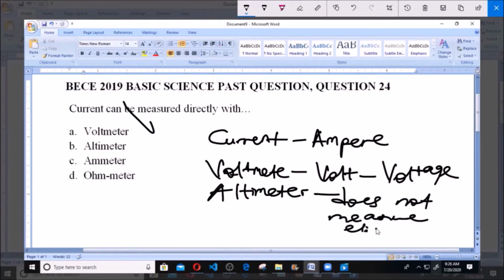Electrical quantities. Electrical quantity. Now C here says what?